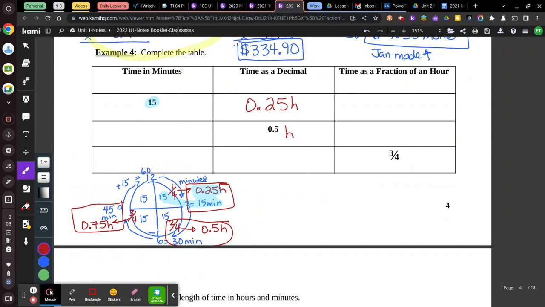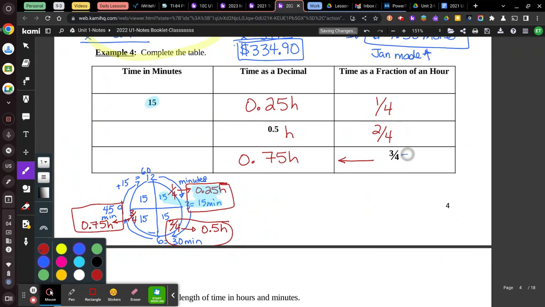Okay, fraction of an hour, that's going to be 1 over 4, 2 over 4. And now I'm going backwards. I'm working 3 over 4 as a decimal, 0.75 of an hour. How do I know? All I'm doing is top divided by bottom, 3 divided by 4. And now I look at my clock that I drew. 0.75 of an hour is going to be 45 minutes. 0.5 of an hour, half of an hour, is 30 minutes.